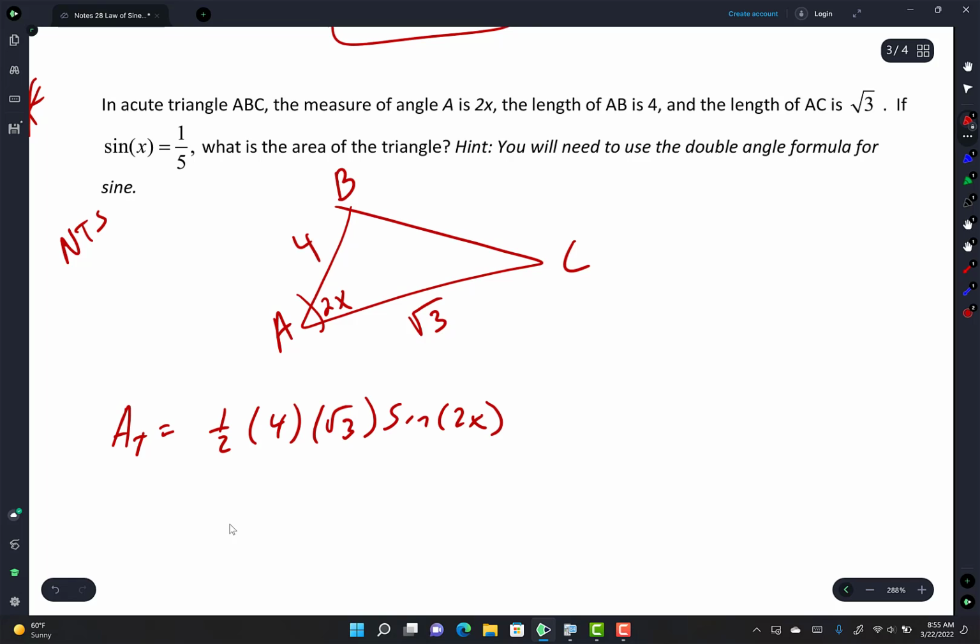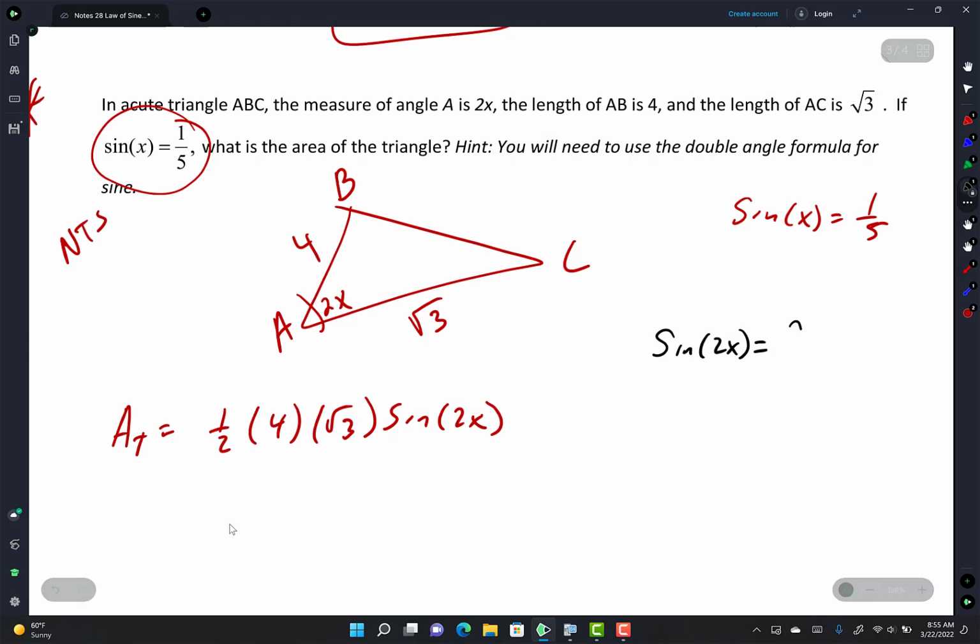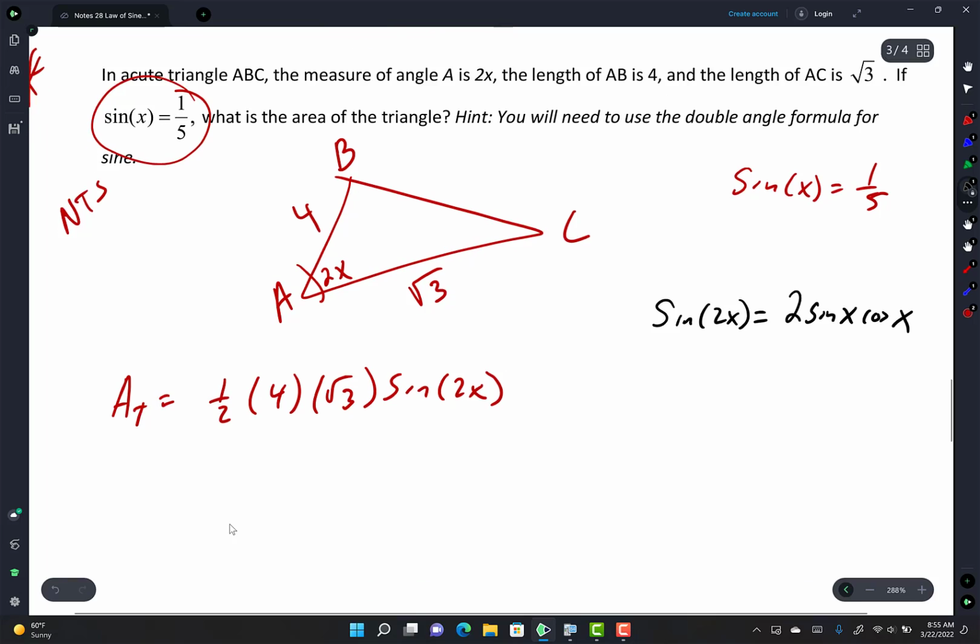And then they tell us that sine x is 1/5. So we're going to use that in a little bit. It tells us here to use our double angle formula. So side note, do we know what sine of 2x is? 2 sine x cosine x? Yes. We derived this from scratch, guys, so don't write this down, just listen.